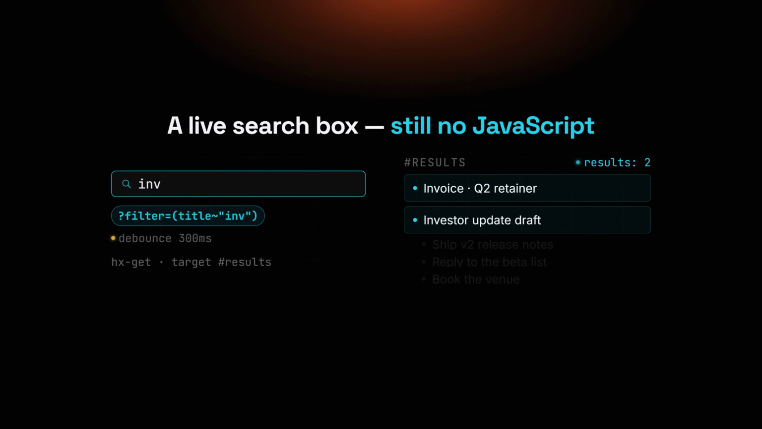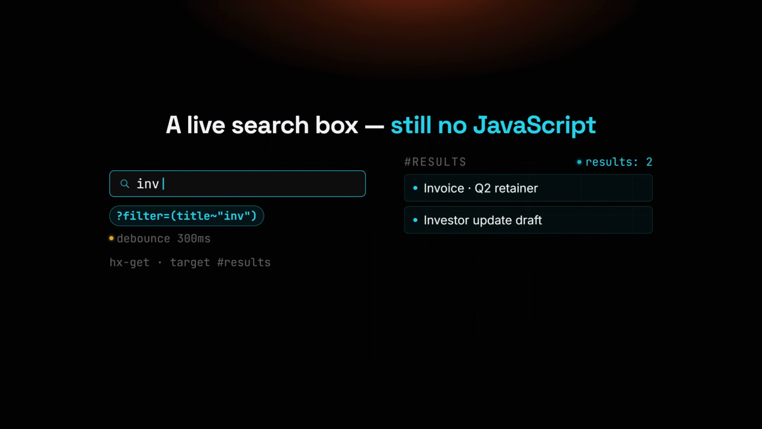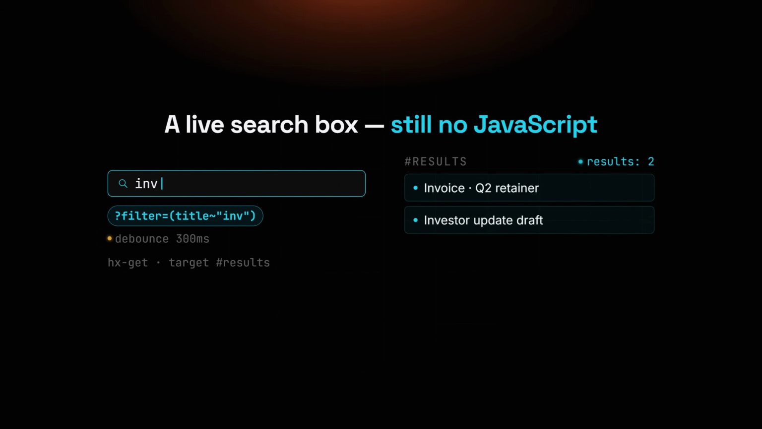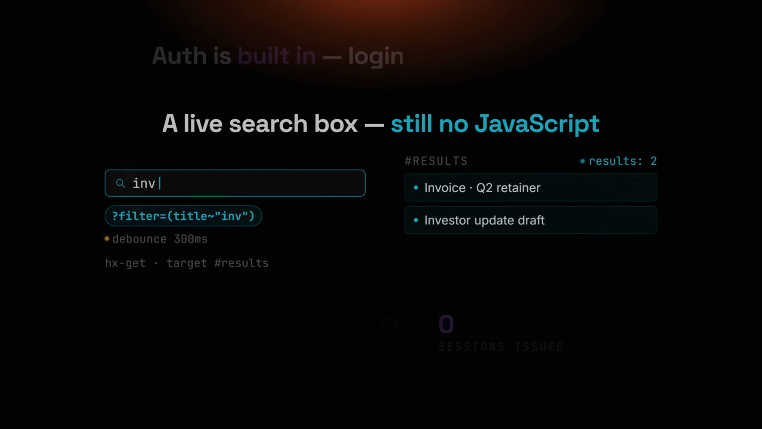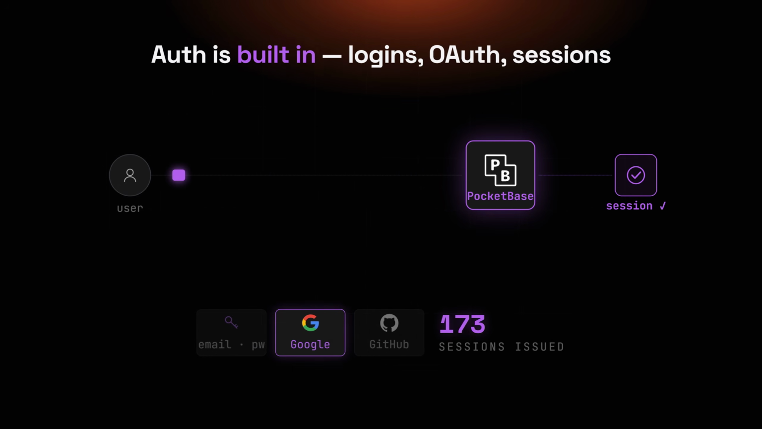Search shows the pairing at its best. PocketBase's list API takes a filter right in the URL, so you point an input at it with hx-get, add a short delay so it fires as you type, and target the results list, a live search box, and still no JavaScript. Now take the pieces people normally pay a service for.